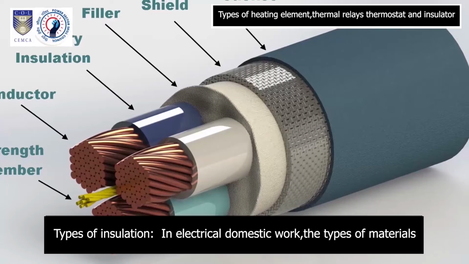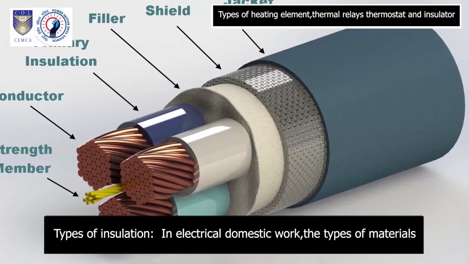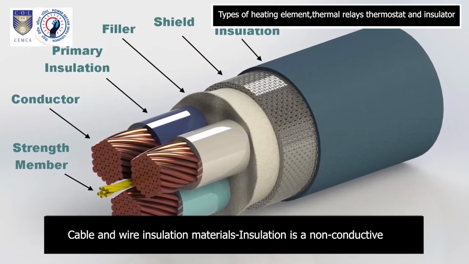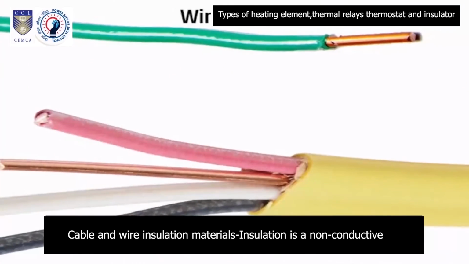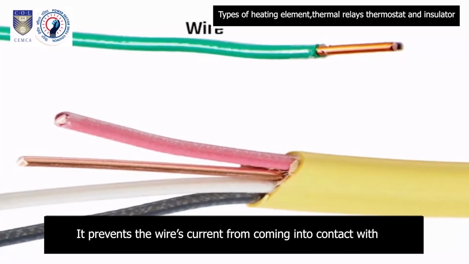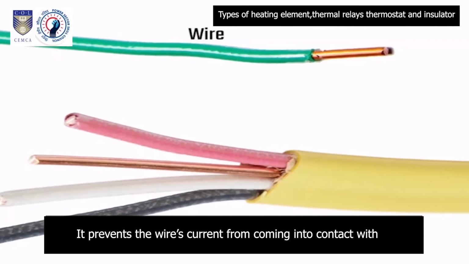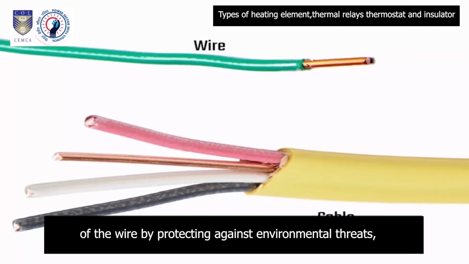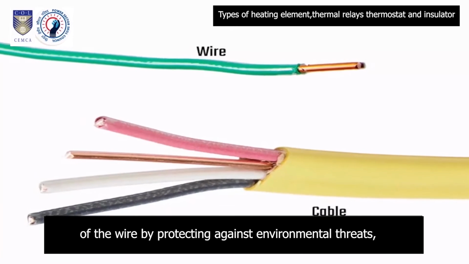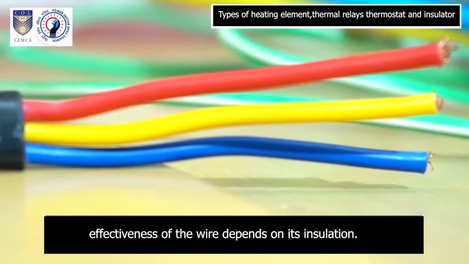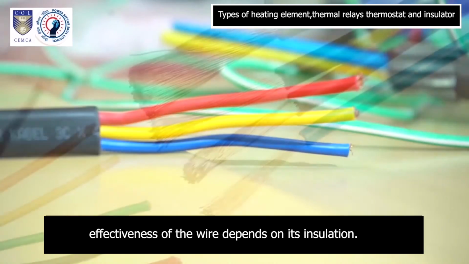Types of insulation. In electrical domestic work, the types of materials used for insulation are cable and wire insulation materials. Insulation is a non-conductive material or a material resistant to the flow of electric current. It prevents the wire's current from coming into contact with other conductors and preserves the material integrity of the wire by protecting against environmental threats such as water and heat. The safety and effectiveness of the wire depends on its insulation.